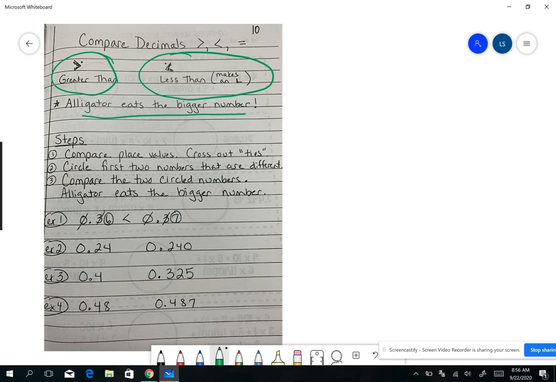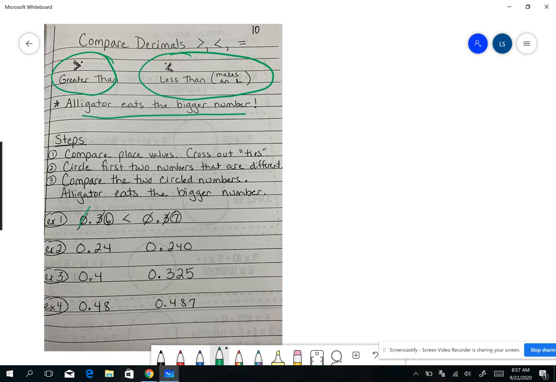All right, so when you're doing this, you want to compare place values, not look at the entire number. You want to compare place values and cross out things that are ties, that are the same. Then, step 2, you want to circle the first two numbers that are different and then compare those two circled numbers. All right, so let's take a look at example number 1.